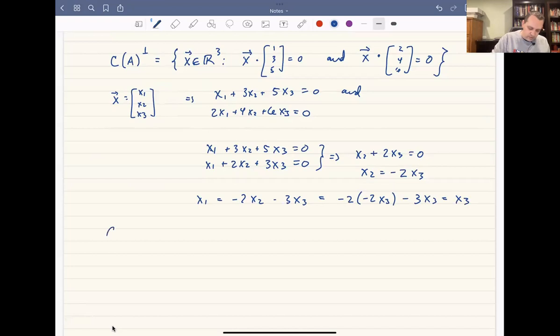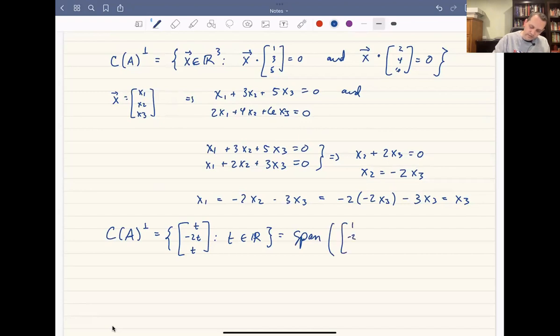And therefore, the orthogonal complement of the column space of A is just going to be all of the vectors where x1 and x3 are equal. So let's call x3 our t. So we get t and t, and then x2 is negative 2t. And here t is a real number. So this is just the span of the column vector 1, negative 2, 1. Okay, but that's the orthogonal complement of this space.